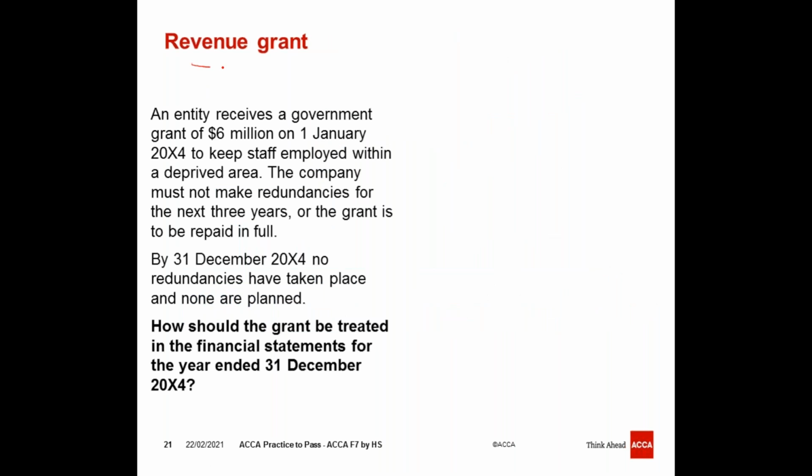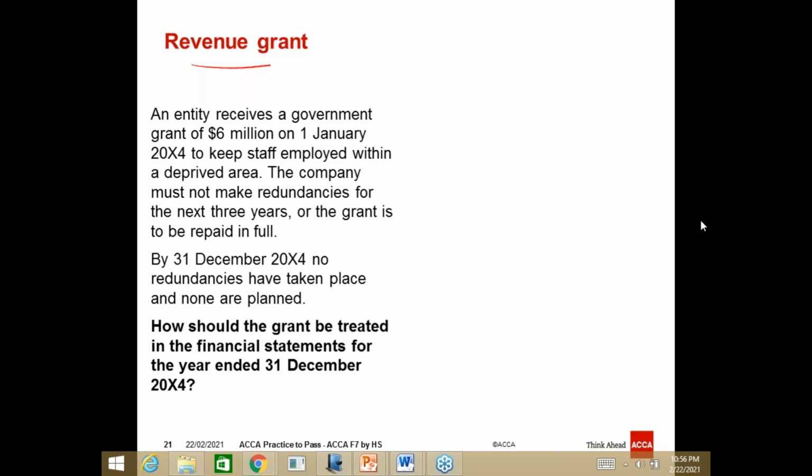Now, first we are going to discuss the revenue grants. Revenue grants means the government is giving you the grant other than to acquire or manufacture a non-current asset. Any type of grant which is not a grant related to assets will be considered a grant related to revenue. That's the definition of IAS 20.